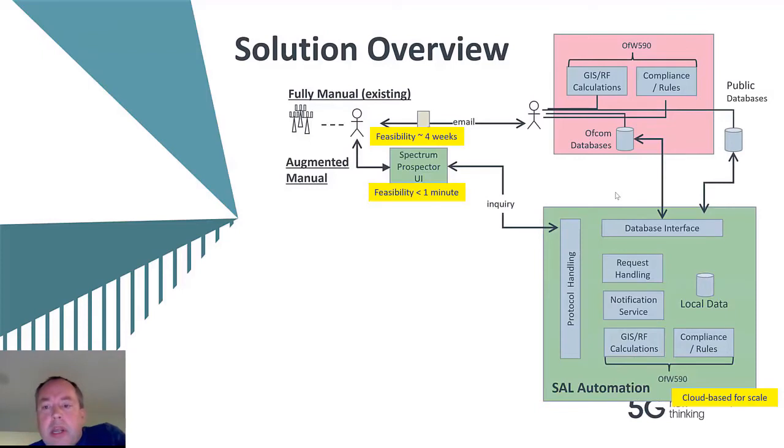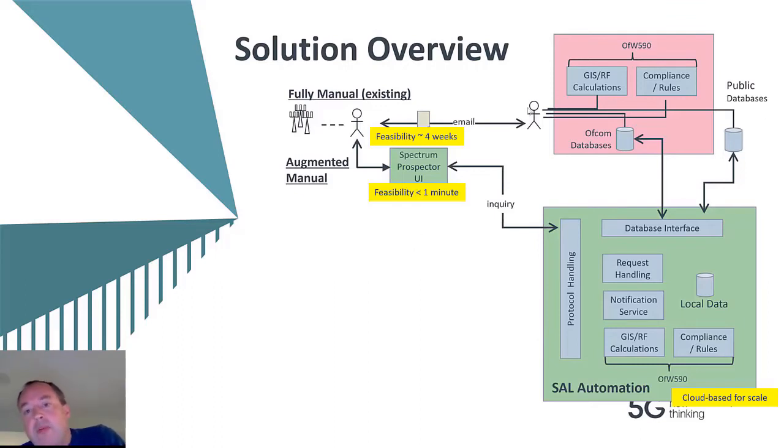So what you can do is replicate those same processes, the GIS and RF calculations and so forth, make use of the Ofcom data and the public databases. And then you could set up a web service that, rather than having to wait 4 weeks to figure out that something is feasible or not, you can basically, as quickly as you can enter in the data that goes in the application, do the calculation and give you feedback on that. We call that the augmented manual process.